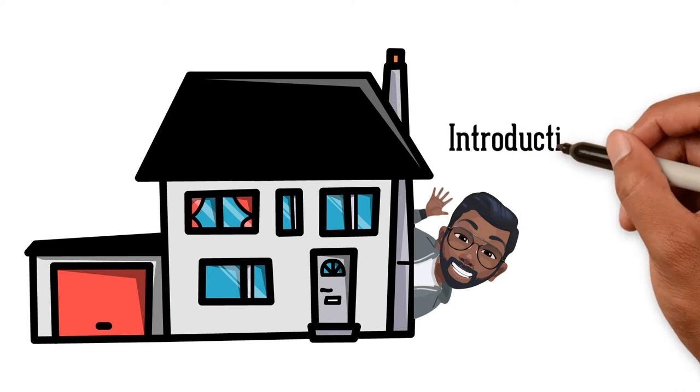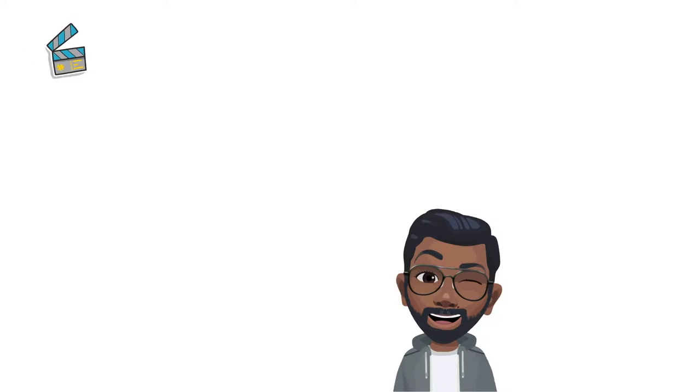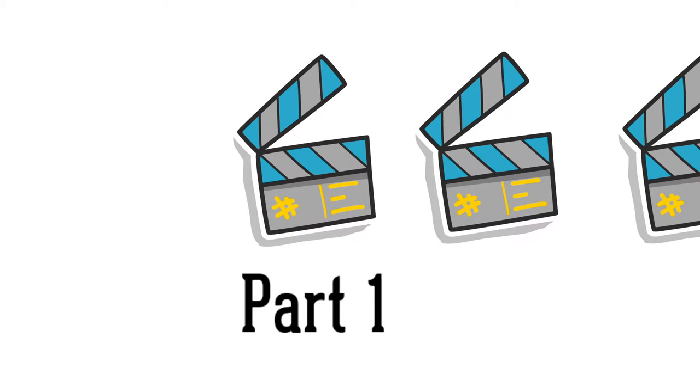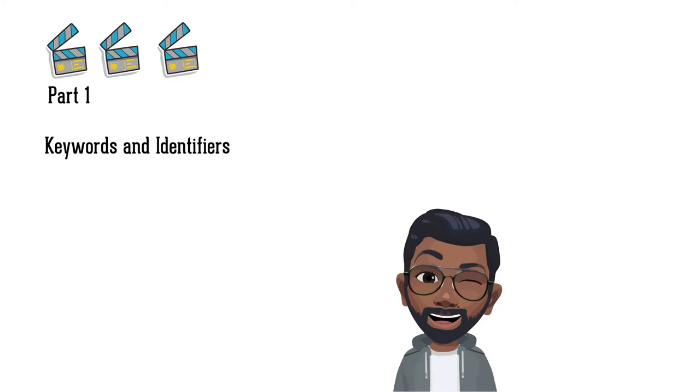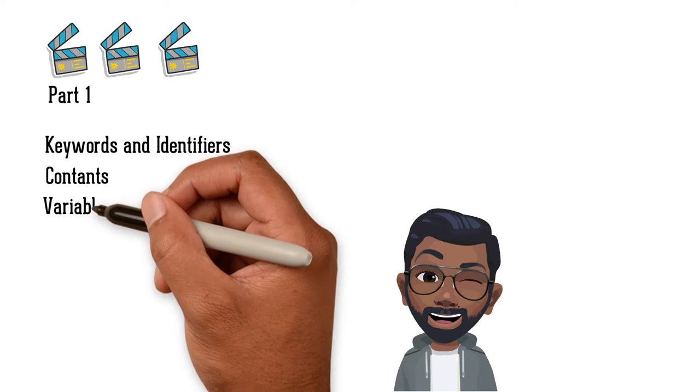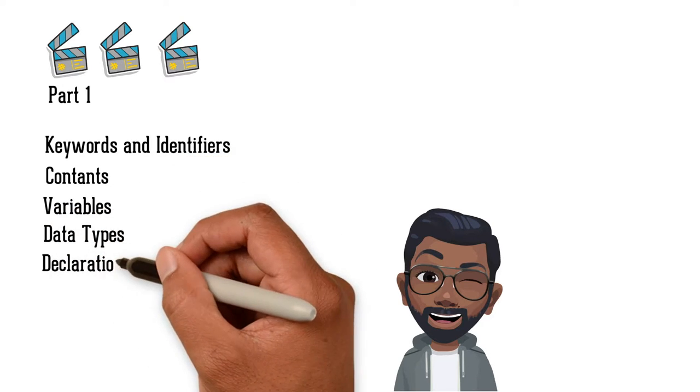We already have the introduction of C from the notes. I will make a few parts of video for this chapter. This is part one of those. In this video, I will talk about keywords and identifiers, constants, variables, data types and declaration of variables.